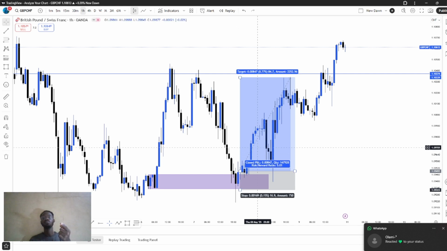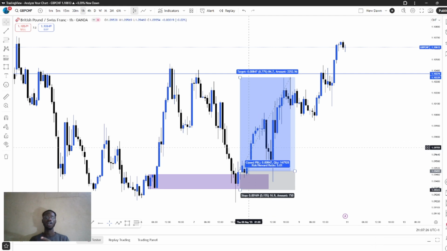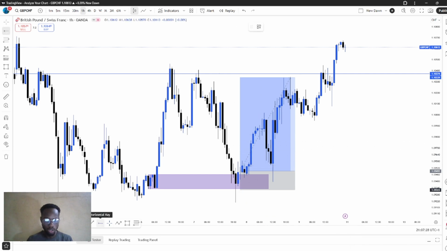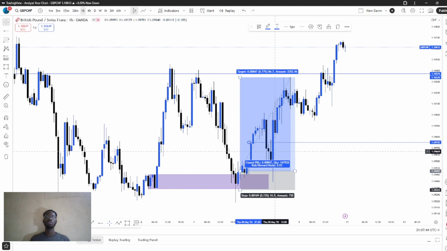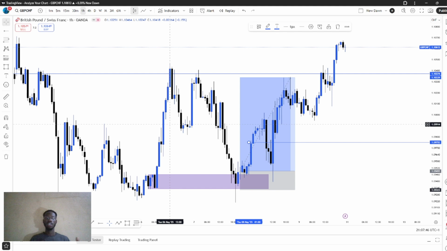So I trailed my stop, and I got stopped out around here. This is where my stop was hit. Imagine we had this, I most likely would not be stopped out. But price decided not to be impulsive like the previous position, and usually you're looking to have something like this, right?